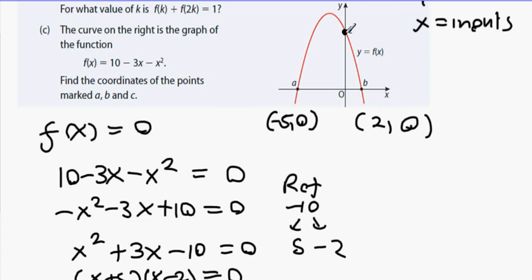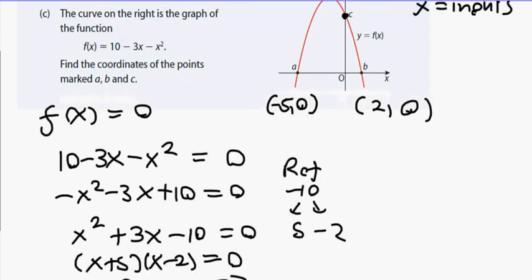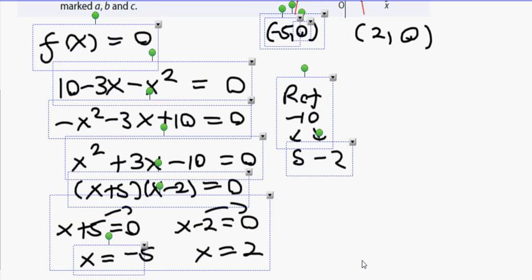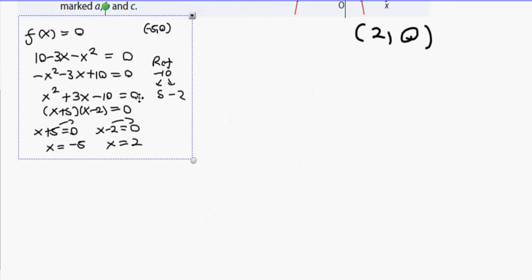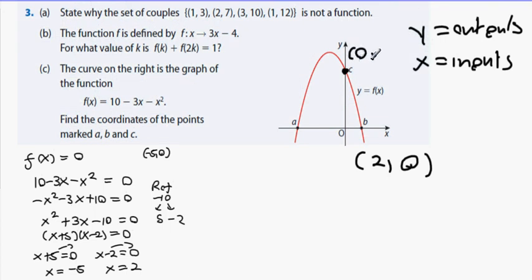Now what about part C? What can we say about C? Is the input or the output 0? Sorry? How did you know that, James? How did you know that the input is 0? Alright, which axis is it on? It's on the y-axis. On the y-axis, the x value always has to be 0.